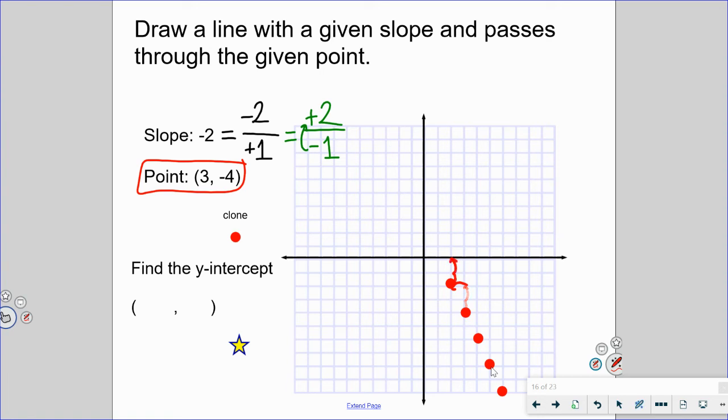2 up, 1 to the left. There's a point. And we can keep going and going and going, ladies and gents. 2 up, 1 to the left. Frankly, the more points, the better, because it just makes for a straighter line.